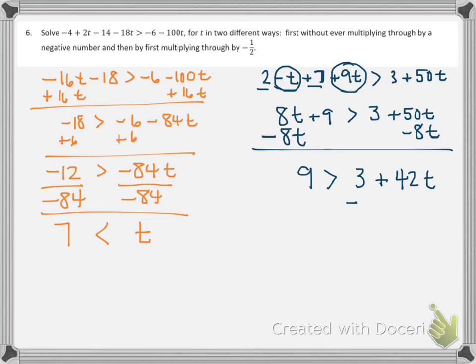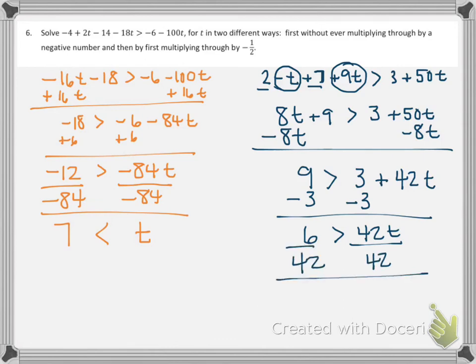Okay, trying to get the variable isolated, so I'm going to subtract 3 from both sides. I get 6 is greater than 42t, and then divide by 42, divide by 42, and we get t is less than 6 divided by 42, which is 1/7.